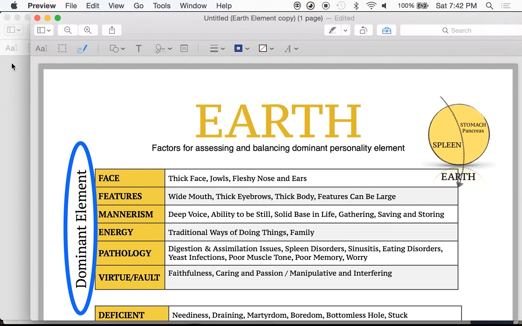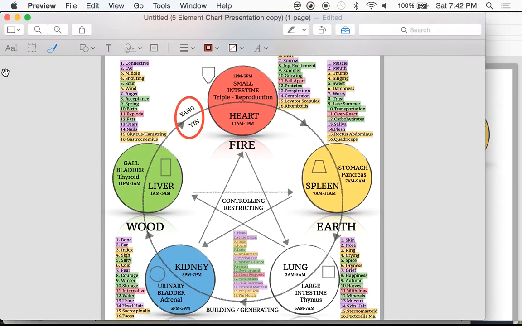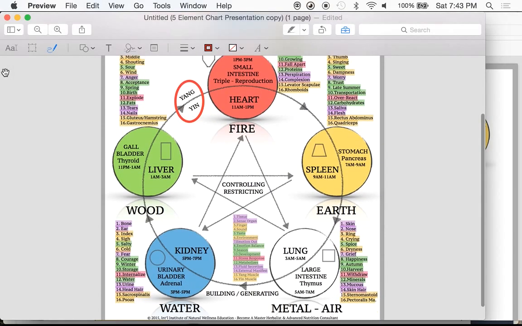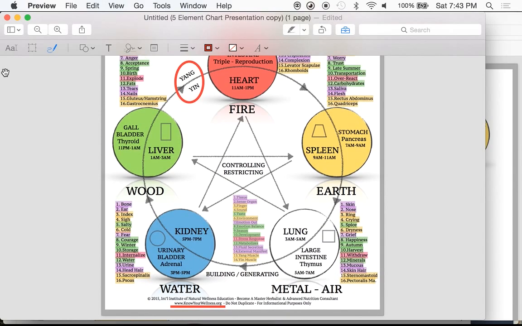Oh, one other thing, just so you understand: the reason we call them wood, fire, earth, water, metal is simply so that you understand how they interact with each other. You don't have to explain to somebody that fire burns up wood or water puts out fire. Those are things that we understand innately. So that's why we use those elements to help us understand what's going on.